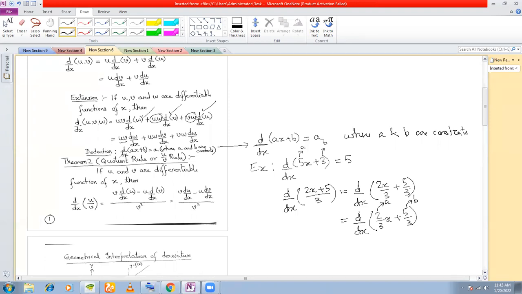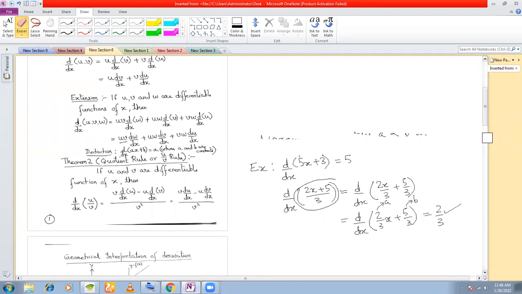If the denominator is a constant, you can always use this technique. Now, because d/dx of ax plus b is equal to a, you can simply write this as 2 by 3. So the differentiation of 2x plus 5 by 3 is simply 2 by 3. This will help you to remember this technique.